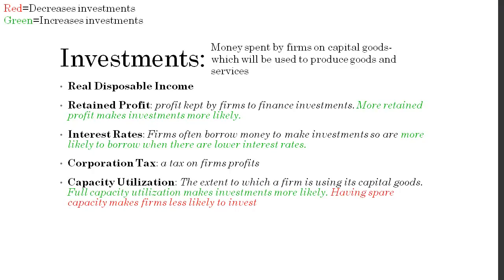The extent to which a firm is using its capital goods affects their likelihood to invest. This is called capacity utilization. If a firm has a lot of spare capacity, then they are unlikely to invest in capital goods because they already have some that they are not using. When they are using all capital goods at full capacity utilization, they are more likely to invest so that they can expand.